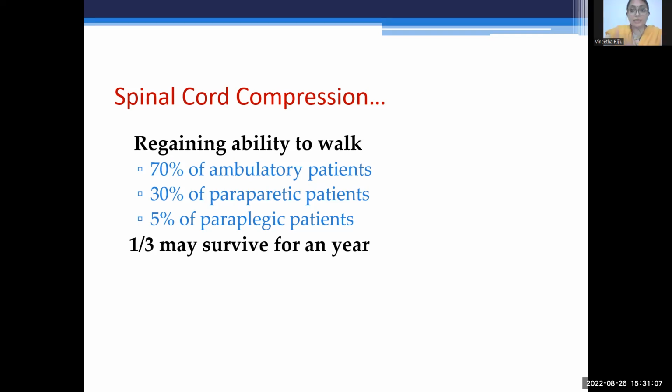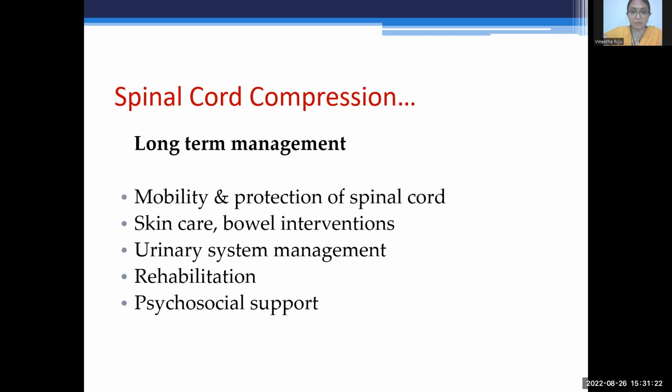So you can see the decline in the response to the treatment as the clinical deterioration is happening because of the spinal cord compression. And it carries a poor prognosis.